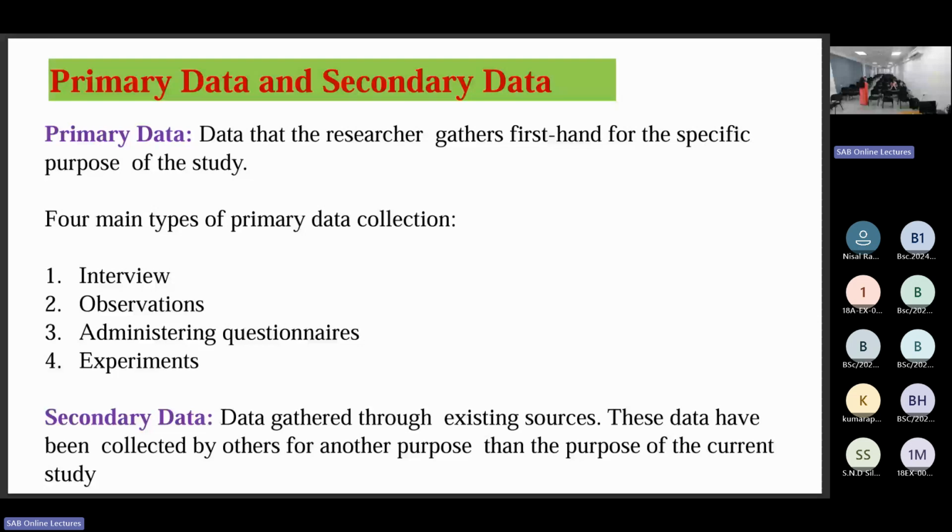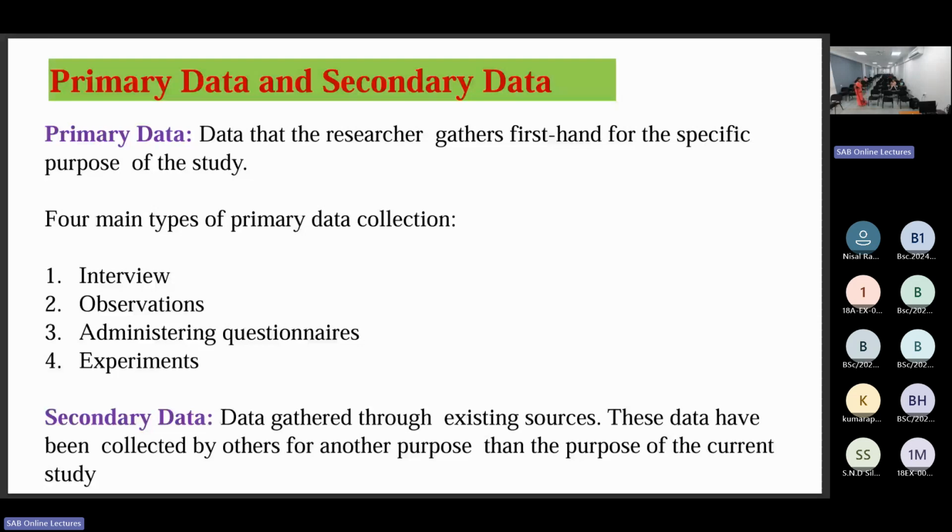Especially regarding primary data, if the researcher is collecting primary data, there should be a specific reason. And it should be first-hand data to be primary. First-hand data from a specific person, with a specific purpose, we call it primary data. There are 4 main types of primary data collection, the ways you can collect primary data: first, interview, then observation, then administered questionnaires, and the last one, experiments.